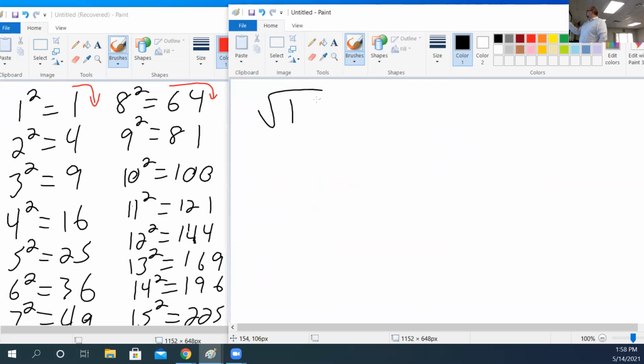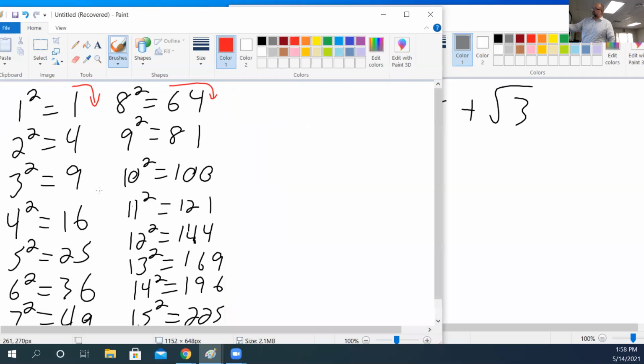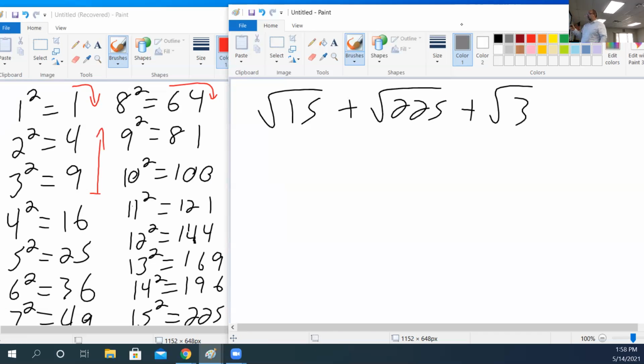How about root 15 plus square root of 225 plus this? Well, let's do a third term, why not? Now, think about this. Each one of them, can I reduce them? Look for a factor. For square root of 15, I don't see any number here on the left side of the screen that's less than 15 that is a factor of 15. So that one I can't touch, right? That's going to stay as root 15.